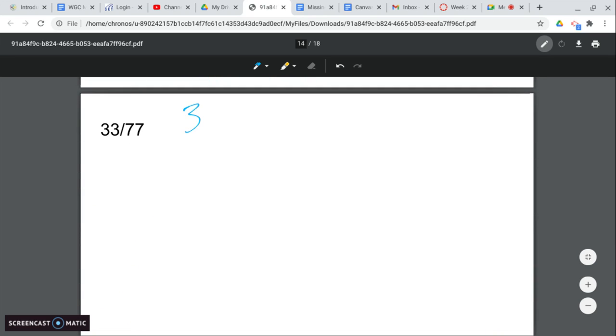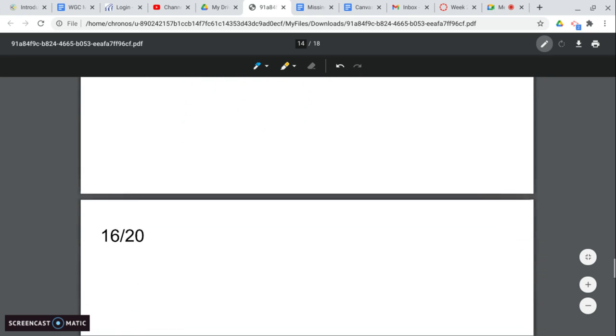Here we have 33/77. Right off the bat, you may be thinking there's nothing they have in common. But there is. They're both divisible by 11. So that gives 3/7, which is simplest form. Sometimes, especially on those that aren't even, you have to be super careful because it can be real easy to think it's already in simplest form. So you have to think through your math facts.